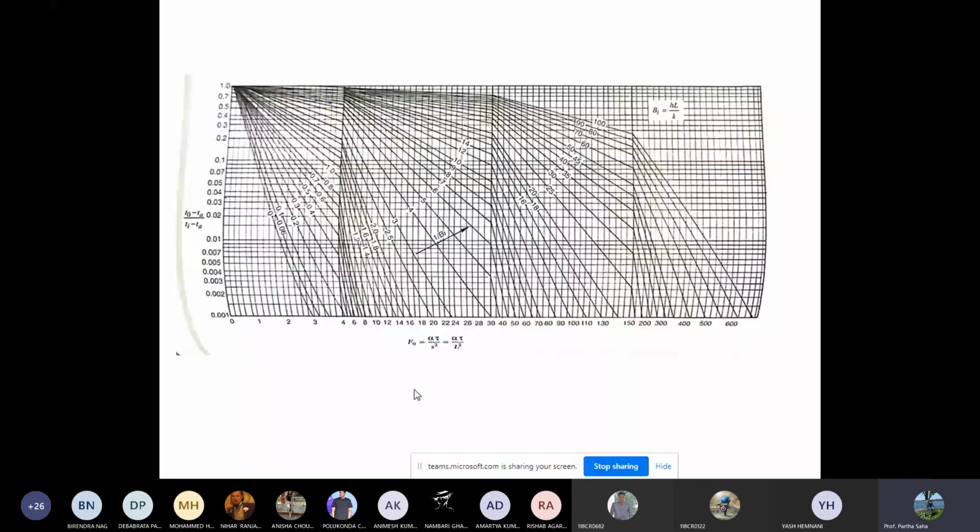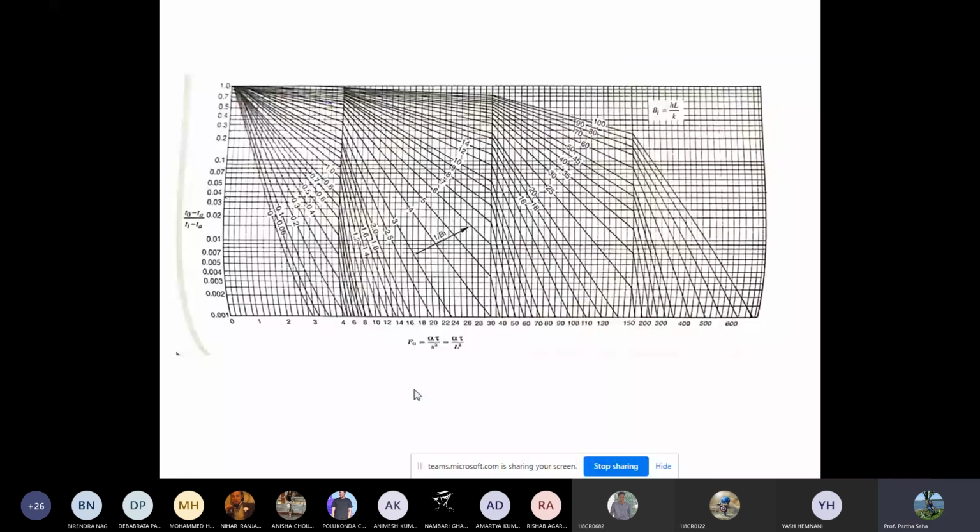The values of the Biot number and Fourier number used in the Heisler chart are evaluated based on the characteristic parameter S, which is the semi-thickness in the case of a plate, or the radius in the case of a cylinder and sphere. So I'll show you how the Heisler chart looks. This is a Heisler chart.